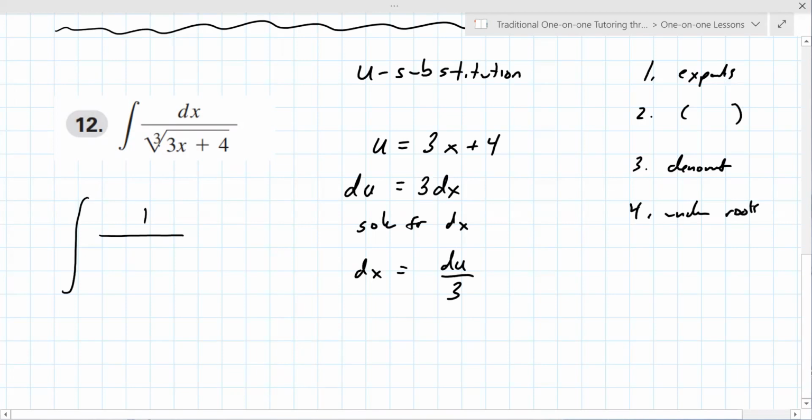Instead of writing the cube root of u, you would want to change that to u to the 1/3 power. You want to be really comfortable. You want to remember, oh yeah, that's to the 1. That's why it's 1/3 power. And then instead of dx, it's du over 3.